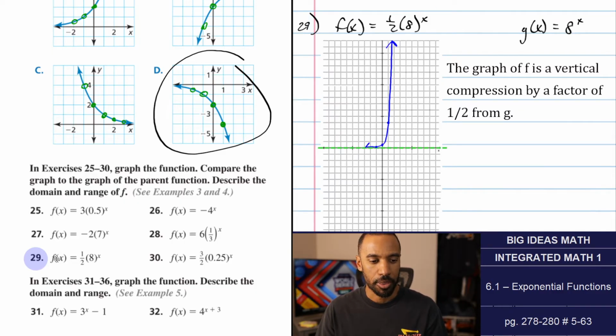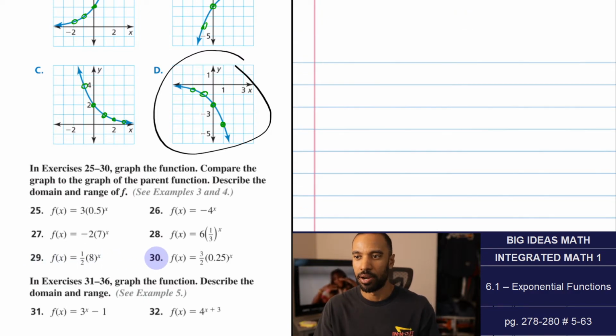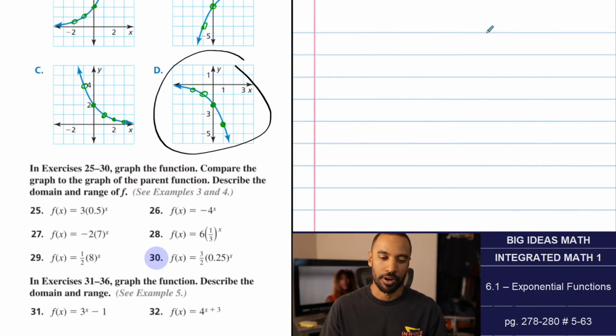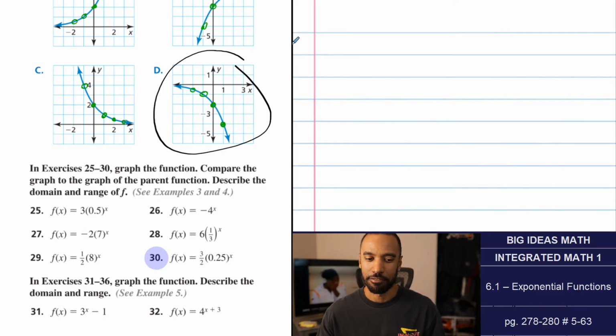Last one in this part, number 30. f of x equals 3/2 times 0.25 to the x power. Now, besides the fact that neither are integers, the other thing I'm quite not a fan of personally is that one's a fraction and one's a decimal. If push came to shove and I had to do something, especially without use of a calculator, I would use fractions.